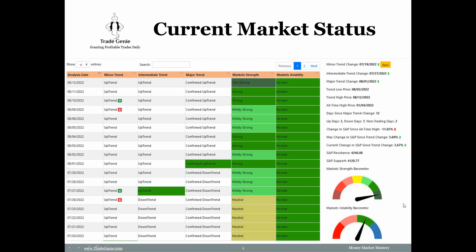What I did, this is the green. So the needle is at the extreme, and this extreme is shown as very strong. So this is a very strong market right now. The middle is called strong, and then the light green is mildly strong, and the yellow is neutral.